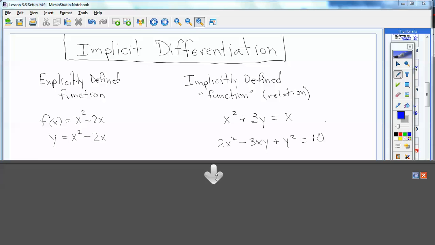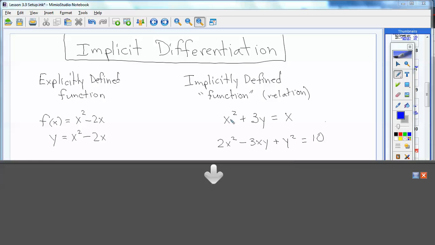And we could not get the y by itself on this bottom one here. This one we could. We could get the y by itself and just explicitly do our normal derivatives. But here we're not going to be able to get y by itself. No matter how much we try, we cannot get y by itself here. There's going to be a mixture of x's and y's. So there's got to be a way to still find y prime.